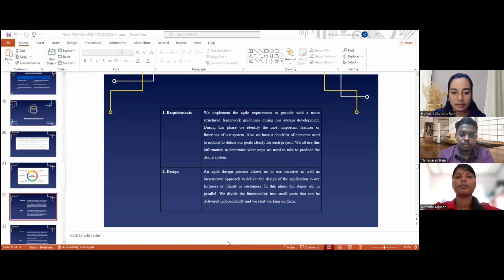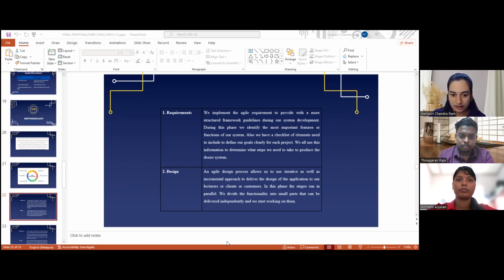Here, I will elaborate on each accordingly. The first one we need is requirements. In requirements, we implement the agile requirement to provide a more structured framework of guidelines during our system development. During this phase, we identify the most important features or functions of our system. Also, we have a checklist of elements we need to include to define our goals clearly for each project. We all use this information to determine what steps we need to take to produce the desired system.